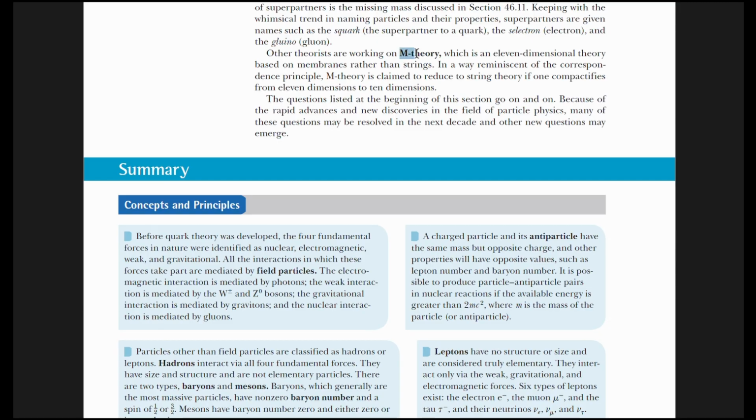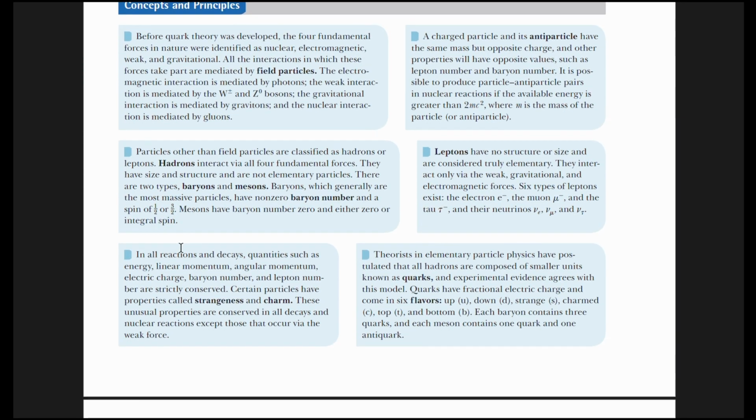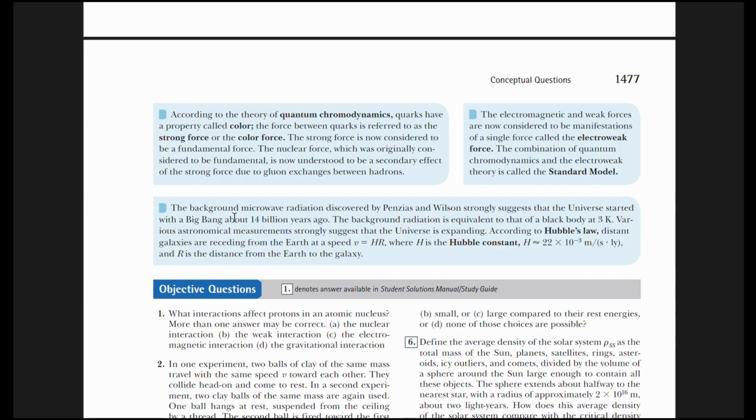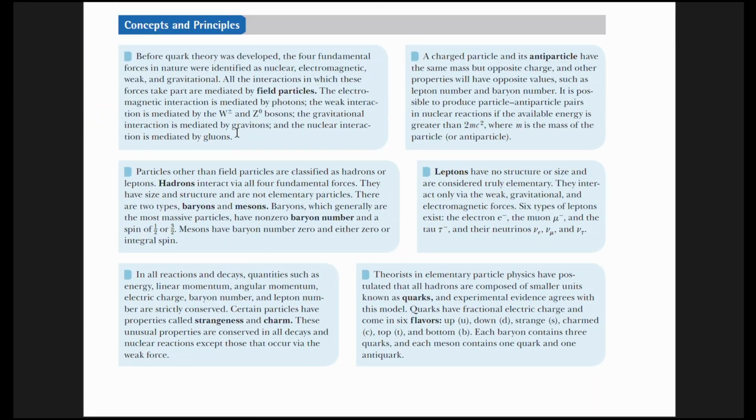M theory, also very interesting, kind of really modern theory. 11-dimensional theory based on membranes rather than strings. And we got the summary here. I'm not going to go through the summary, but that is the final chapter. As you can see, there are problems and a lot of things to learn for this chapter here, but it is very surface level kind of stuff. It's super modern physics, so you just have to know a couple of key words. You can make some cue cards for yourself and test yourself in this way.